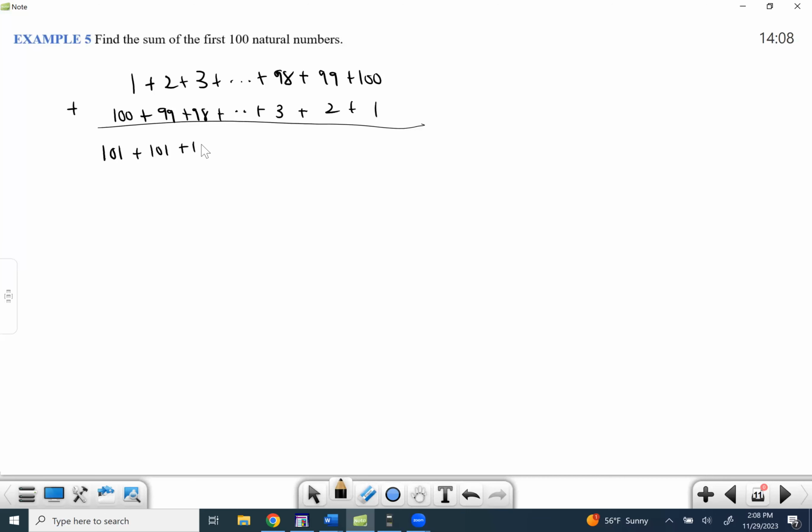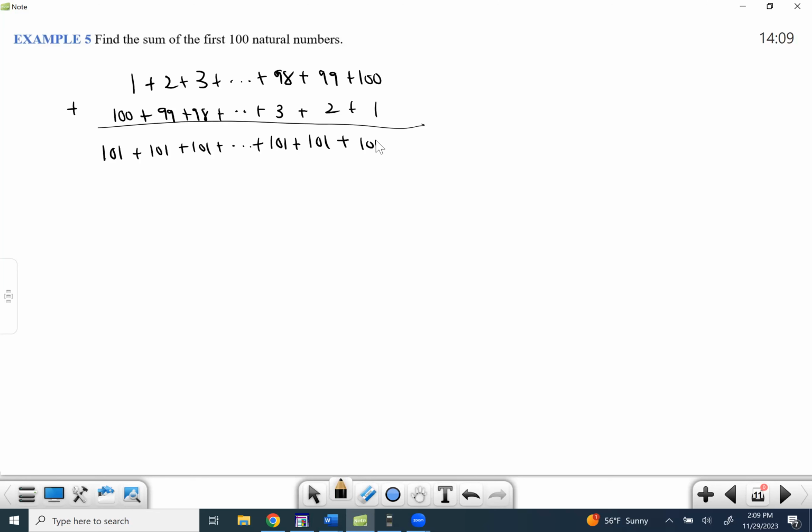No matter what. And this only occurs, this is an attribute only for arithmetic sequences. If you try this with some other type, like a geometric or something, you will not get this happening, but you get the same number every time.